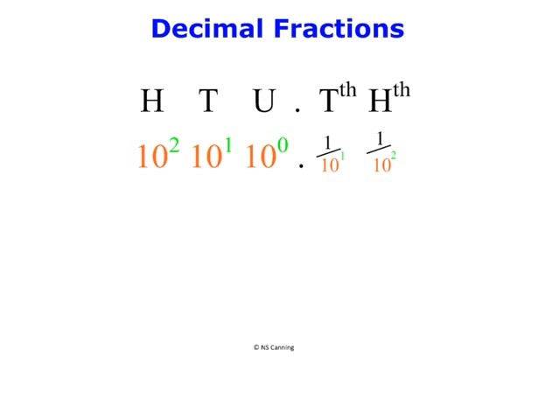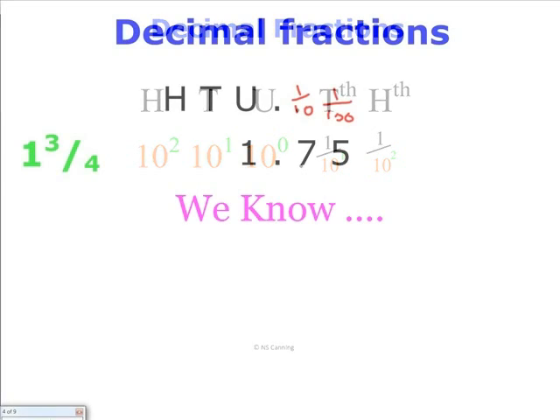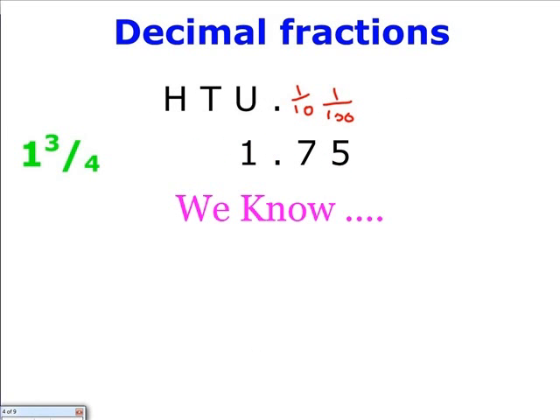Applying the same method to the second column to the right of the decimal point, we get 1 over the base number, which is still 10, raised to the power of the column number, which is 2, gives 1 over 10 squared, which is 1 over 100, also known as hundredths. So we can express any mixed fraction, such as 1 3/4, as a decimal fraction, and in this case it becomes 1.75.